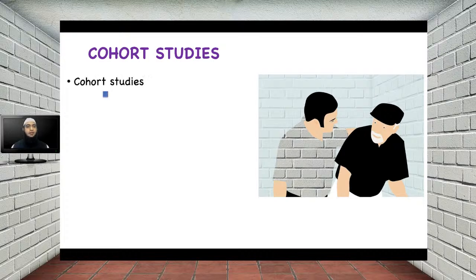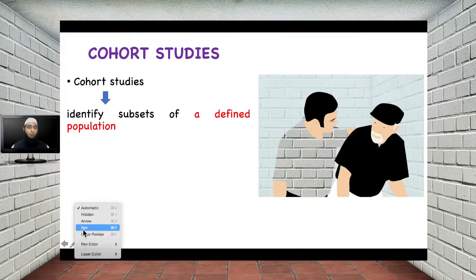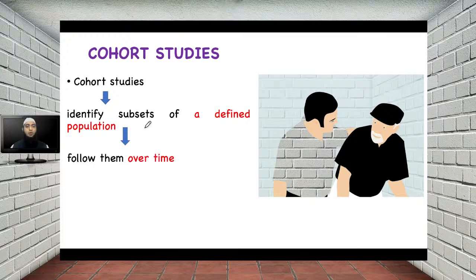Cohort studies identify a subset of a defined population. When you want to do a cohort study, first you need to identify a subset of a defined population on which you are going to perform the study. Followed by that, you are going to follow them over time. There is one group of population to whom you are giving the medicine and another group to whom you are not giving the medicine.